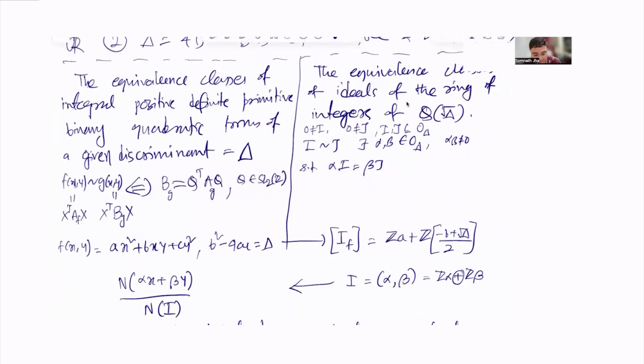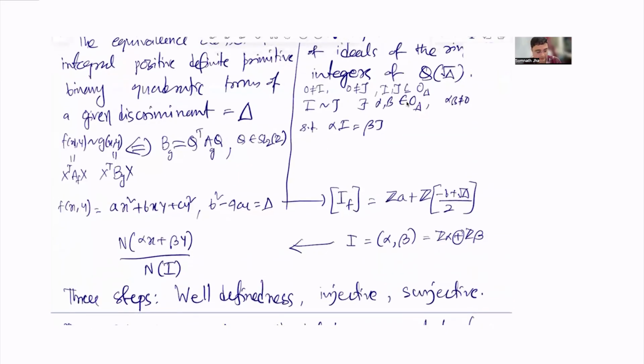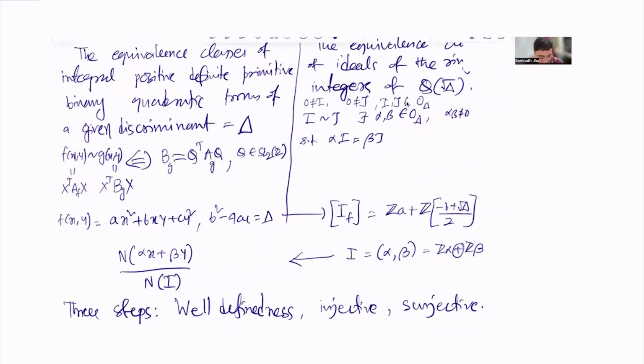So actually the inverse map you can also write down. Suppose I is an ideal, then it's a free abelian group of rank at most 2, generated by alpha and beta as an abelian group. Then you send it to the binary quadratic form f(x,y), whose value at (x,y) is the norm of alpha x plus beta y divided by the norm of I. So you can show it's an integral binary quadratic form and the discriminant is delta. This will be the reverse map, but we'll use it only in the surjective step. So we'll go with this side in the map. There are 3 steps, as I said: well-definedness, injective, and surjective.